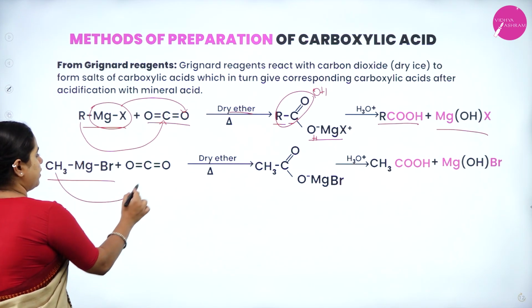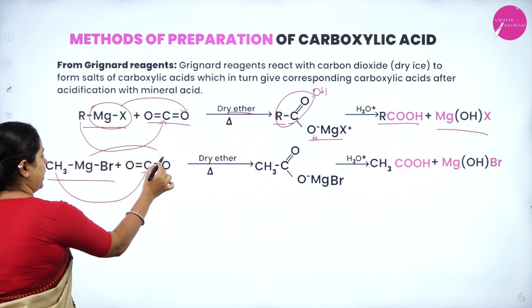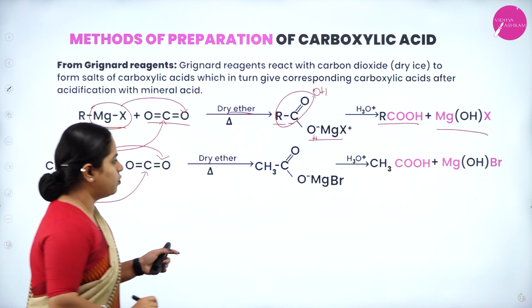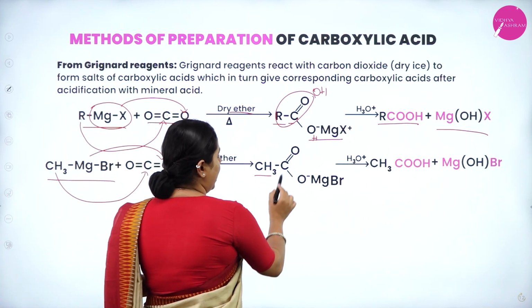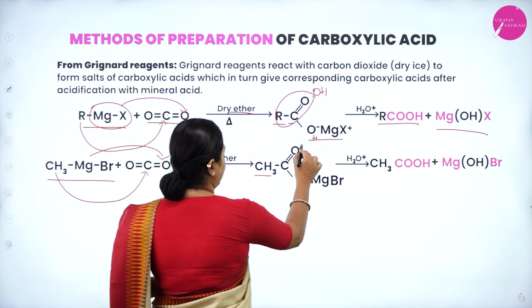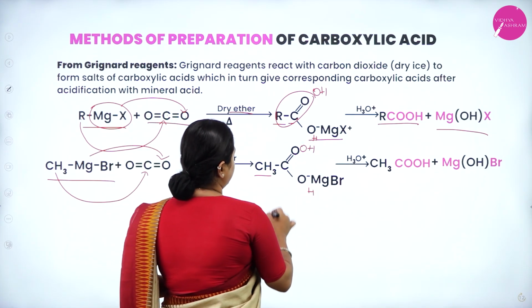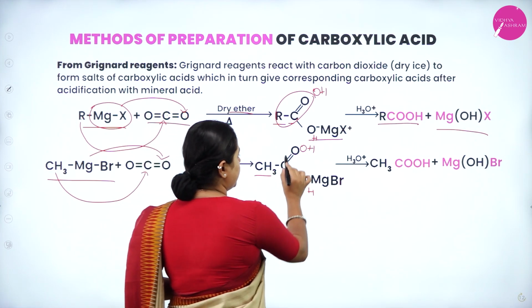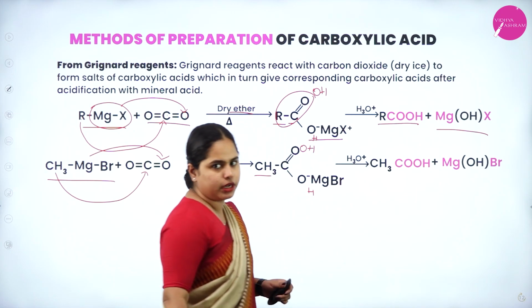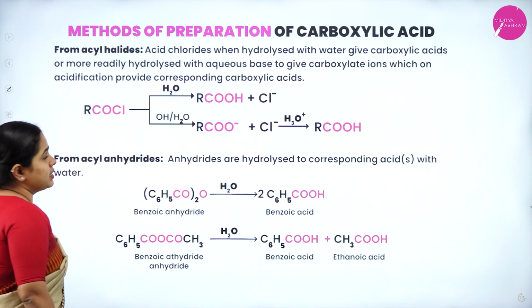What is going to happen? This CH3 will attach to the carbon, and the MgBr will attach to the O. So what you are having, CH3CO and OMgBr will be there, which we are going to hydrolyze. So you will get the OH here and the H here. So what you will have, CH3COOH, which is acetic acid, and MgOHBr will be formed. Clear?